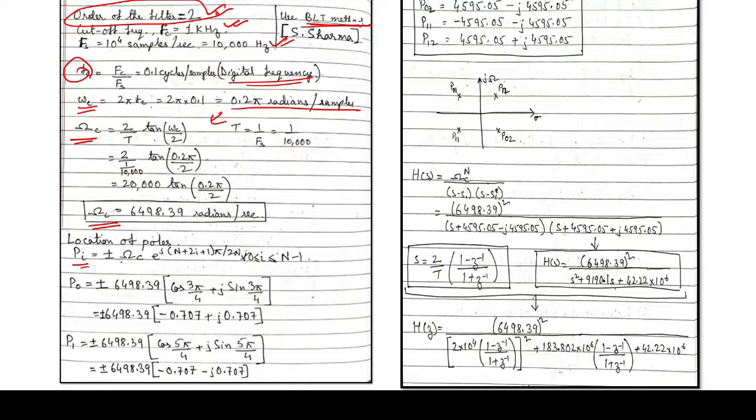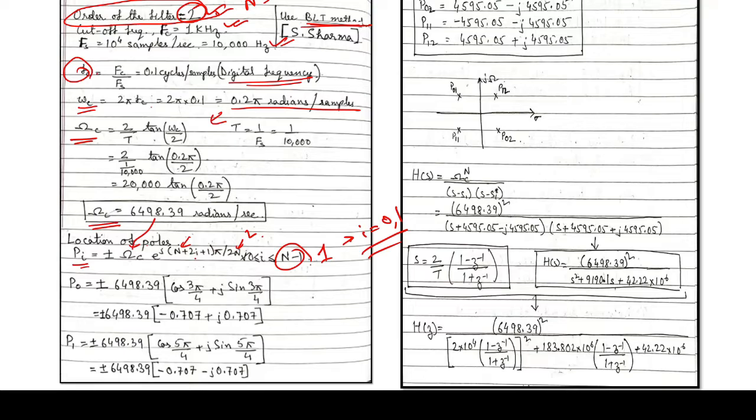p_i equals plus minus omega c e to the power j (N plus 2i plus 1) pi divided by 2N, for i varying from 0 to N minus 1. So N is equal to 2, so N minus 1, in this case, is 1. We will be having i equals 0, 1. Now we will put this N value, N is 2, and omega c we have just calculated.